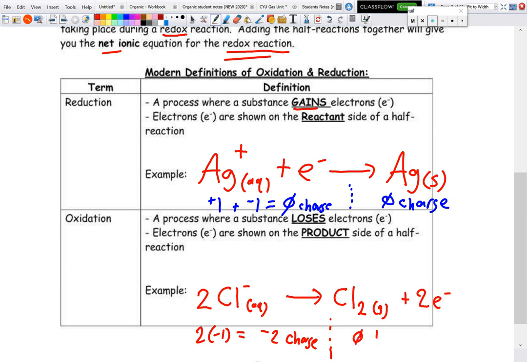So we get a 0 charge plus 2 times a -1, and we're left with a -2 charge on this side right here. And of course, this -1 is just the charge of the electron. So that's what we mean when we're doing our half reactions: we balance by both mass and charge.